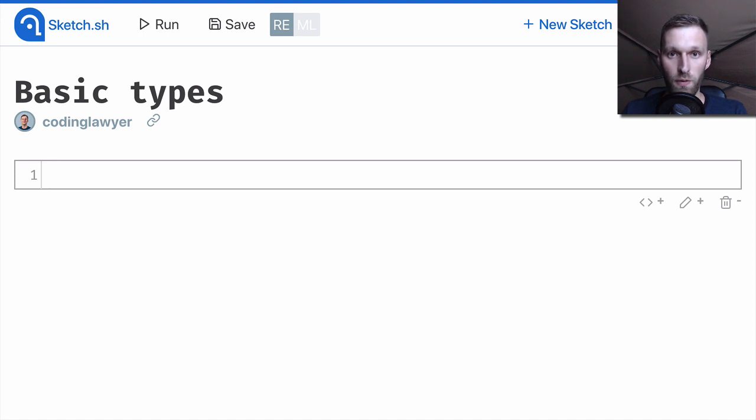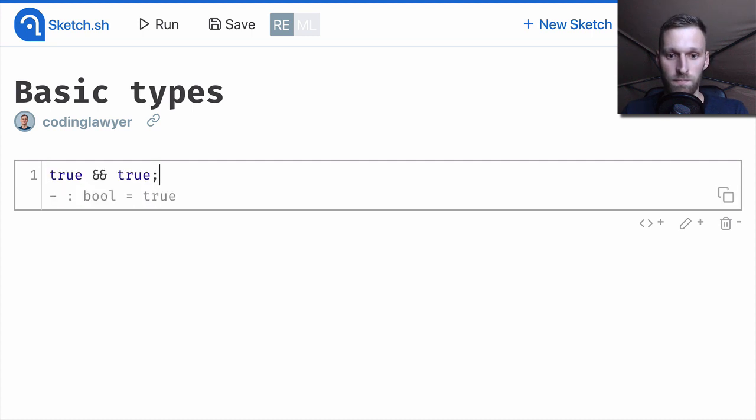Now let's talk about booleans. Booleans are represented by one of 2 values, true or false. Now let's take a look at boolean operators. We have conjunction, disjunction, and negation. And let's start with conjunction. You can think of it as a logical AND, and it's represented by a double ampersand. Conjunction returns true if both expressions are true. So in our example, because both expressions are true, we get back true.